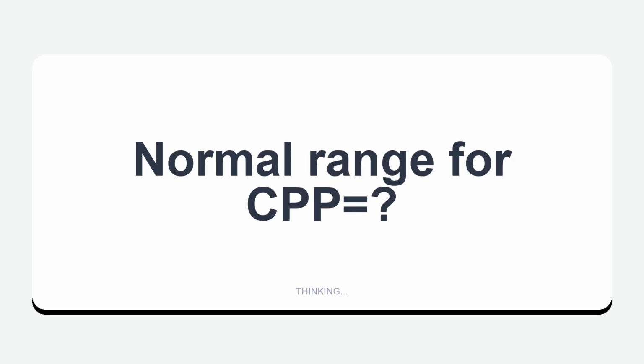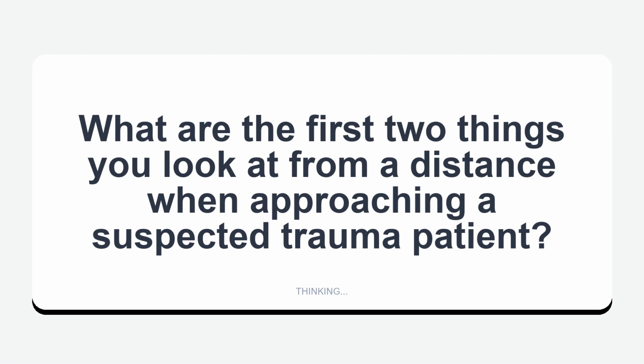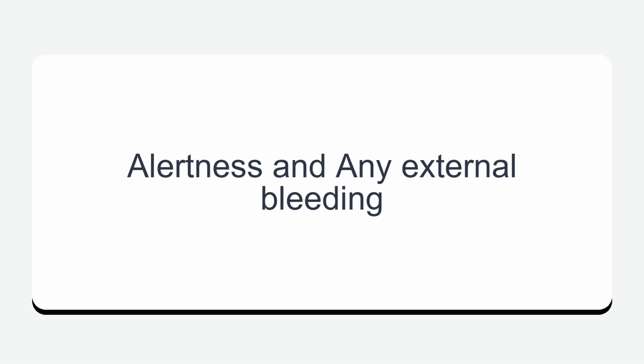Normal range for CPP equals 60 to 160. What are the first 2 things you look at from a distance when approaching a suspected trauma patient? Alertness and any external bleeding.